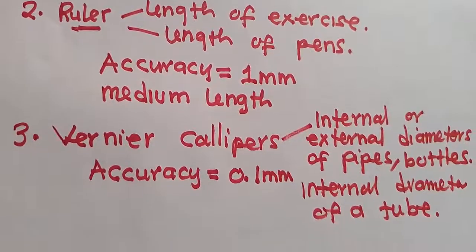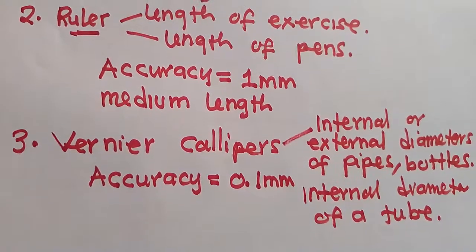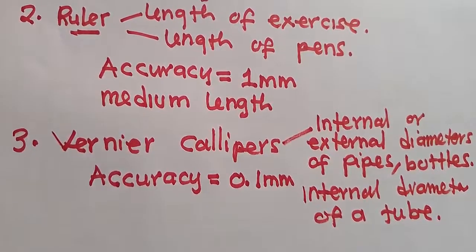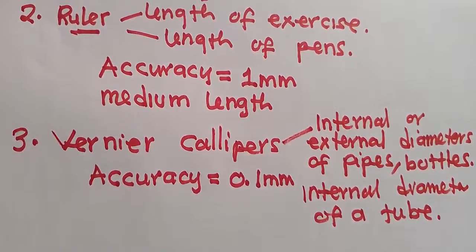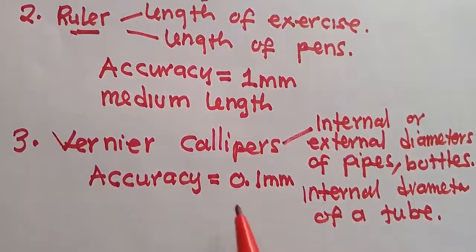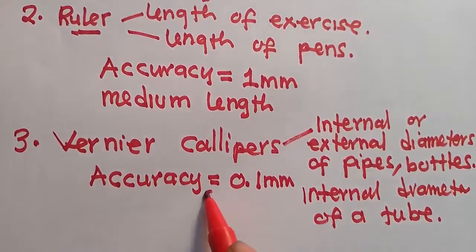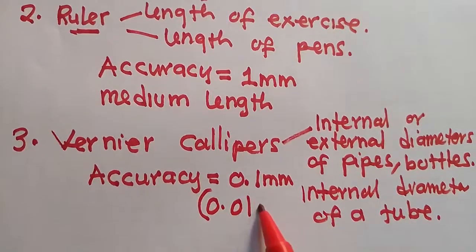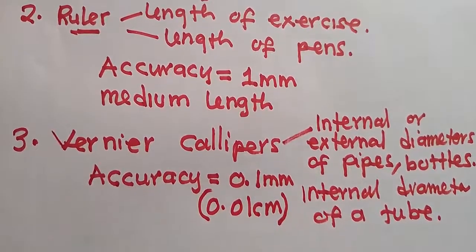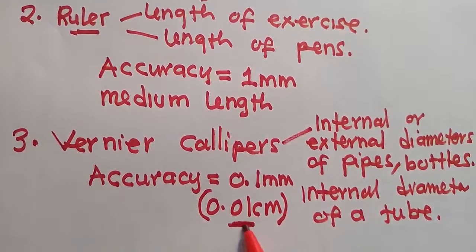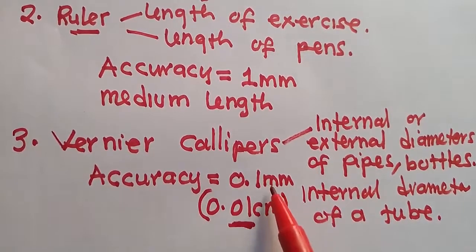I'm going to spend more time on this one because this is the same one that we are going to find even in our exams. So let's make sure that we understand each and every point that I'm illustrating here. The accuracy is 0.1 millimeters. But the accuracy in centimeters is 0.01 centimeters. Have you seen the difference? This is the accuracy in centimeters, and this is the accuracy in millimeters.